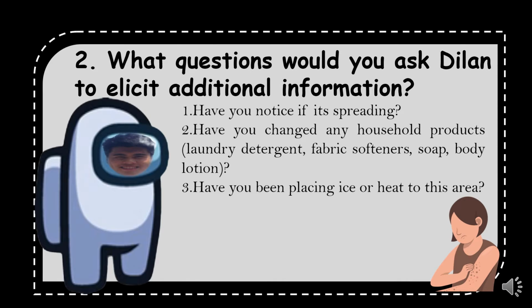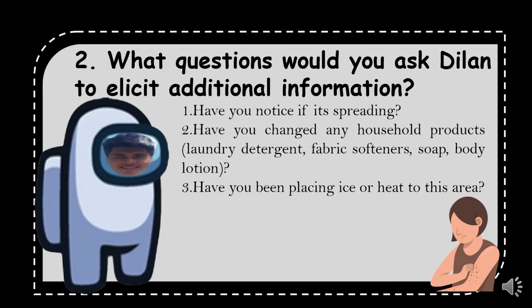Question number 2. What question would you ask Dylan to elicit additional information? Question number 1: Have you noticed if it's spreading? Rationale: Petechiae that develop quickly over a few hours may mean that a serious infection or lack of platelets has developed and requires immediate medical treatment.